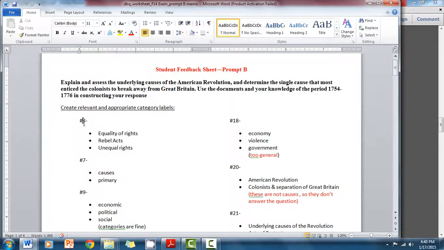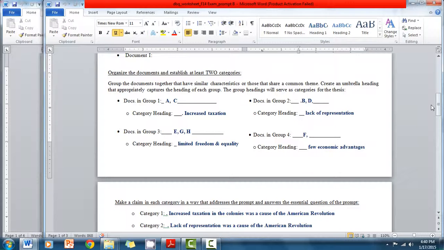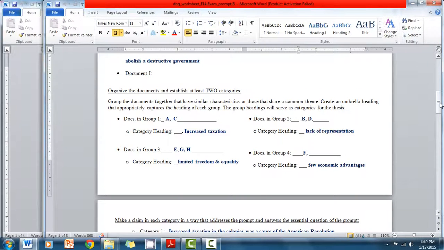So the first error that I want to point out that several students tripped up on was to create relevant and appropriate category labels. Now remember on our sample DBQ worksheet, category labels are kind of like titles for groupings of documents. It's sort of like organizing documents together that have some similar theme and then naming the theme of the documents.